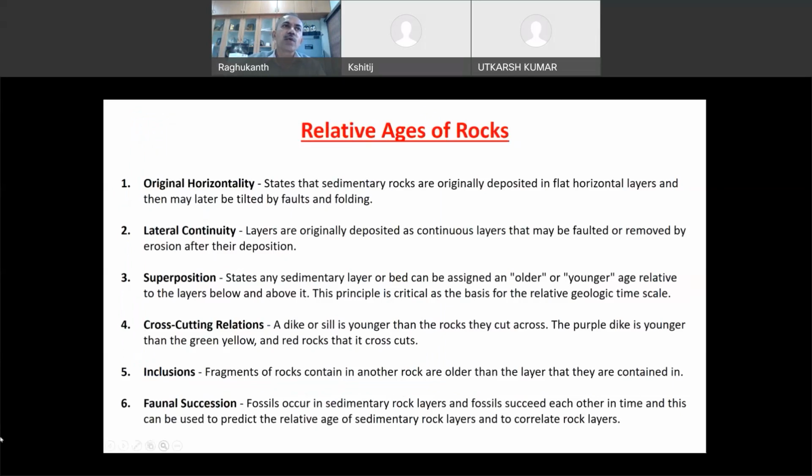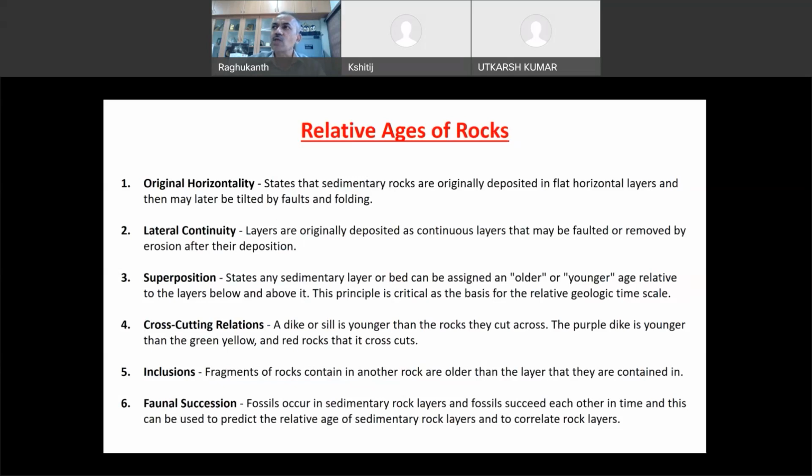So this was the rule, original horizontality. All rocks when they form will be horizontal, until they may be tilted by faulting or something else, and inclined things may come up. Then lateral continuity: layers are originally deposited, and later on they may be faulted or eroded after their deposition. Then superposition: the top one will be young and the bottom ones will be older.